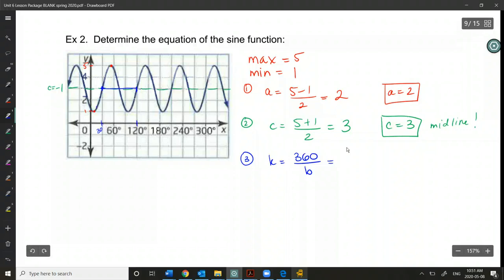So it goes from 30 to 120. So how many degrees between 30 and 120? It's actually 90 in between there. So just do 120 minus 30.